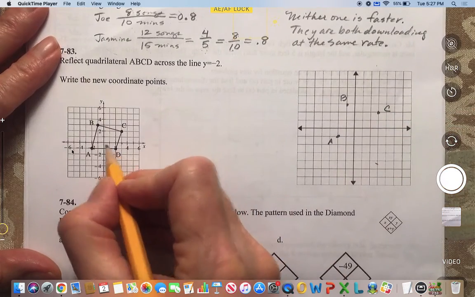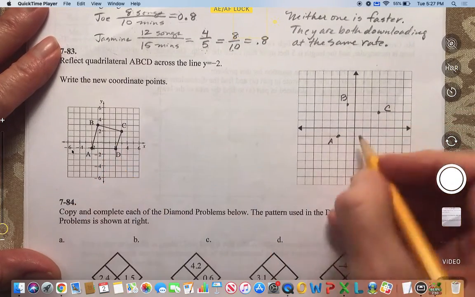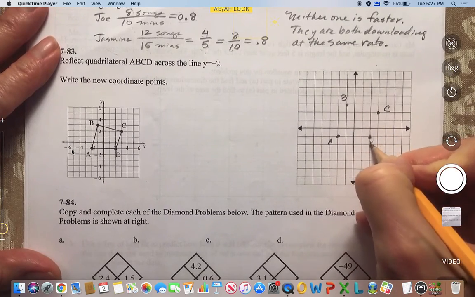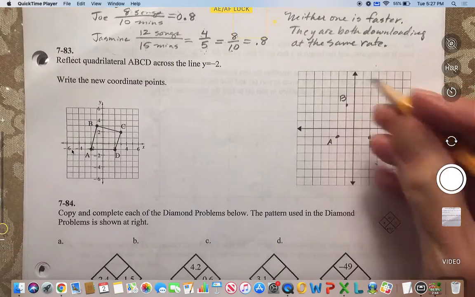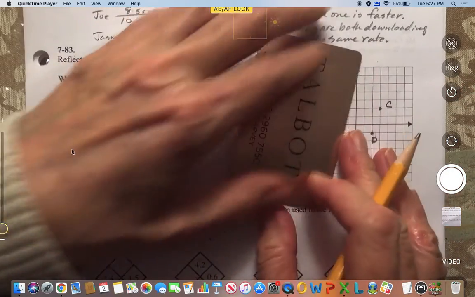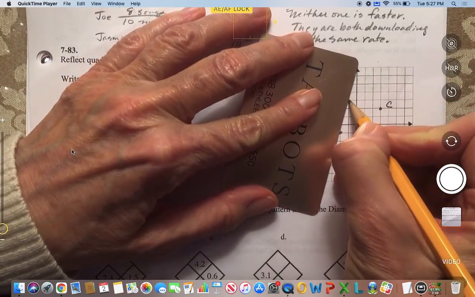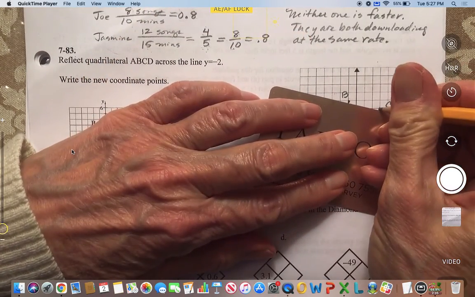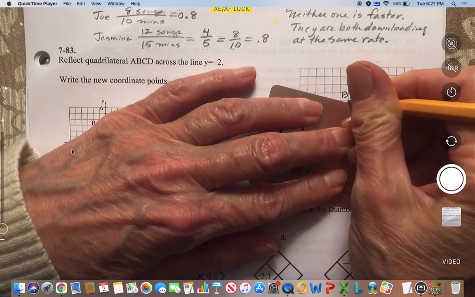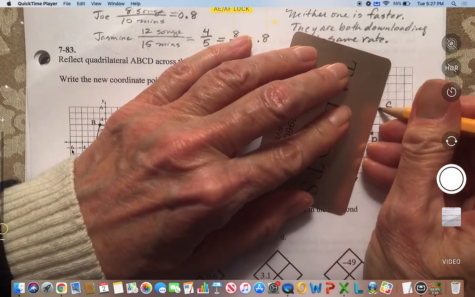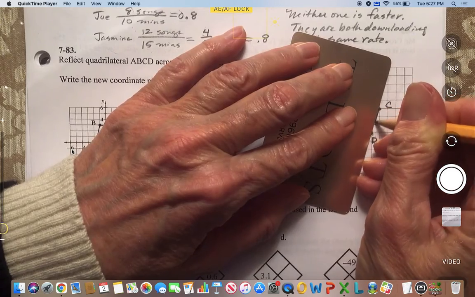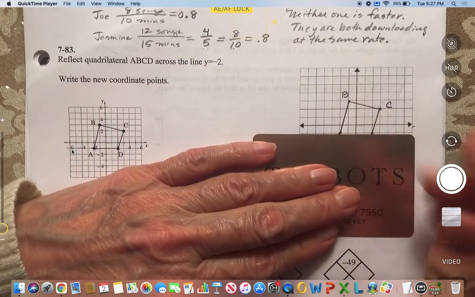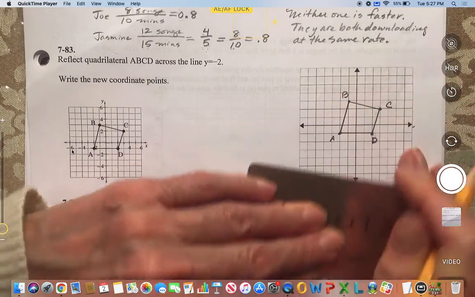And then D is at 2 and -1. So 2, -1. So that's D. All right, and then we can connect these lines quickly. So now we've recreated our quadrilateral.